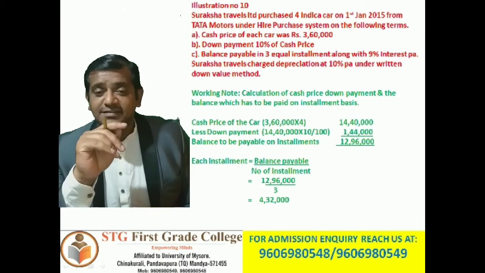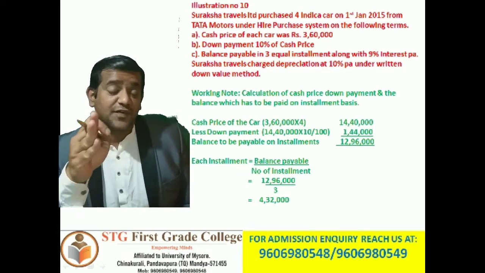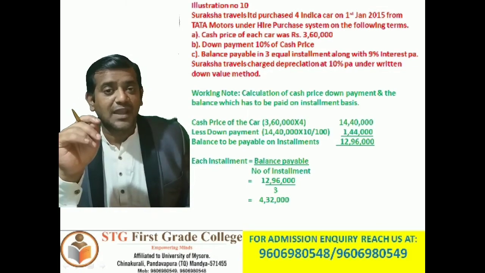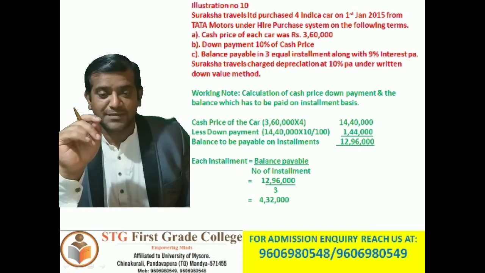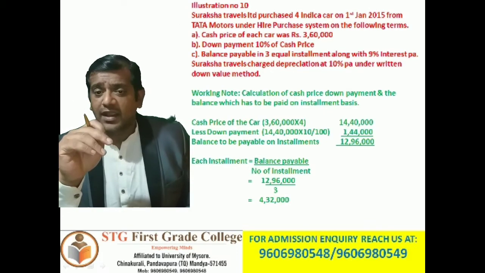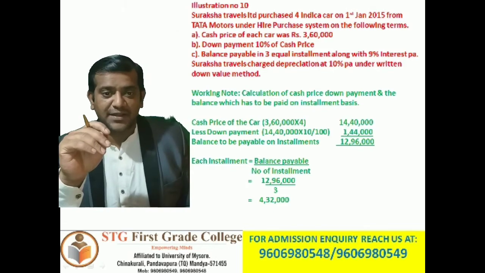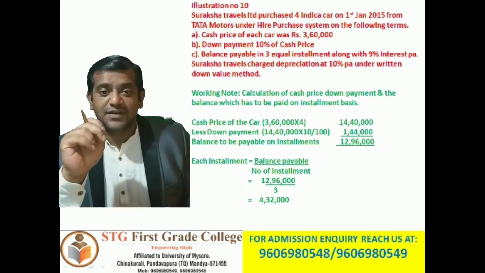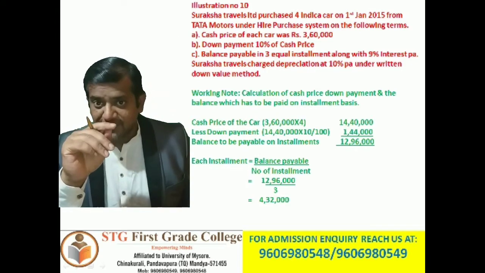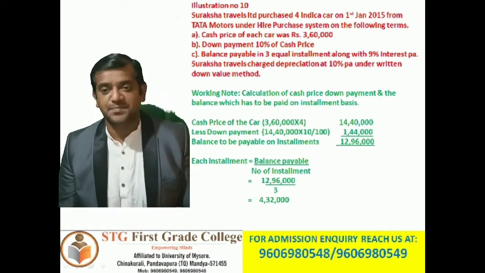Point B clearly says down payment is 10% of cash price. So we first have to find out the cash price, then calculate 10% on that, and that will become the down payment. Okay, so next, point C: balance payable in 3 equal installments along with 9% interest per annum. So whatever balance is payable should be paid in 3 equal installments, that too with interest of 9% per annum.